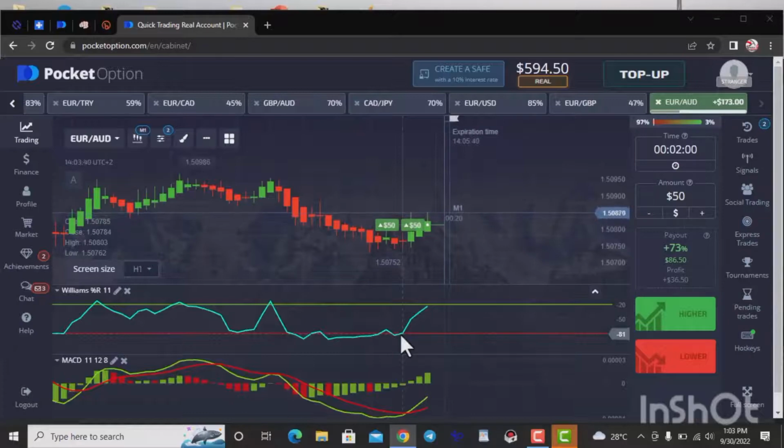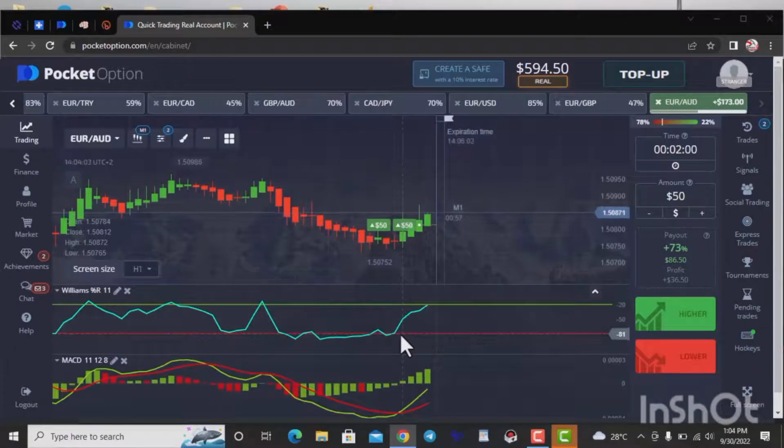Remember to make sure these 2 lines are in this position before you take a buy trade. The 2 lines of MACD are under the chart, the red and green bars. Then the Williams line is showing up. That is when you take a buy trade.